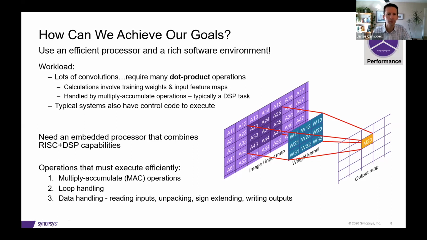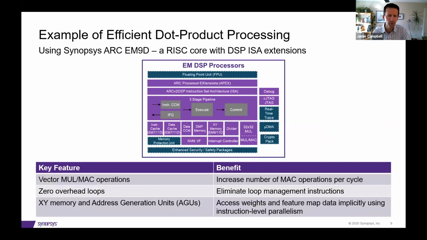So how can we focus on those three operations and handle them efficiently? By way of example, I'd like to introduce the ARC EM9D processor from Synopsys. This is a RISC processor with a three-stage pipeline that has DSP ISA extensions as well. And if we look at the problem we're trying to solve today, there are three key features of the ARC EM that can help us here.